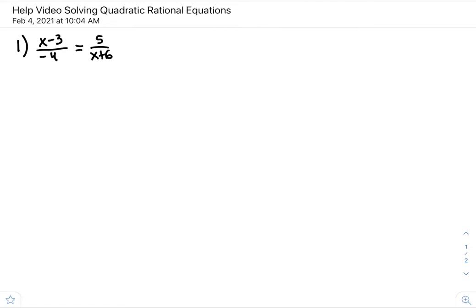Help video solving quadratic rational equations. So here's our rational equation, you guys. So the least common denominator between these two fractions is going to be -4 times x plus 6. So this helps us because now we know what to multiply to both sides of the equal sign.